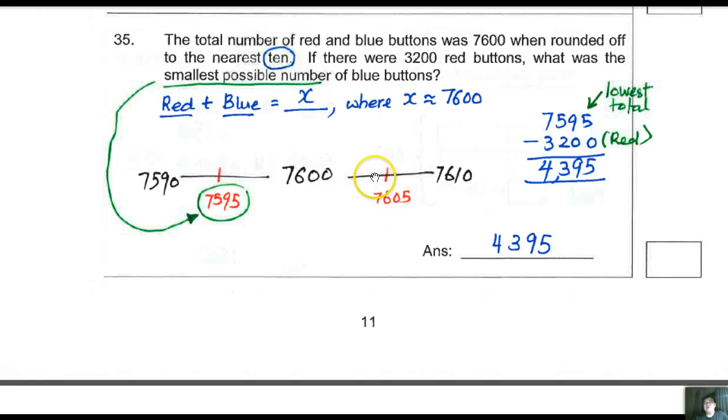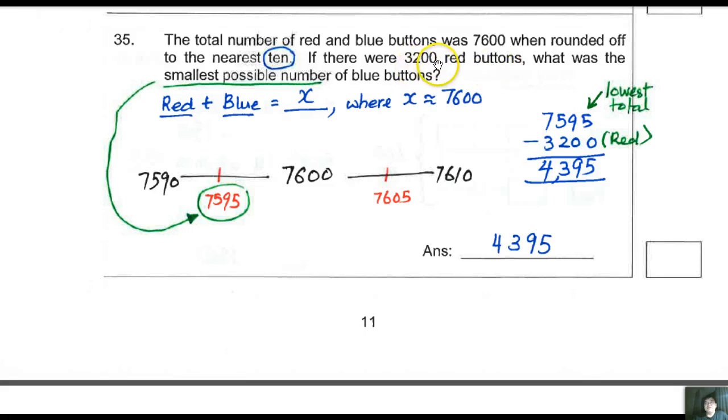It could be from 7604 rounded down to 7600, or 7595 rounded up straight to 7600. Okay, but there was something else which was given. The actual number of red buttons is 3002.